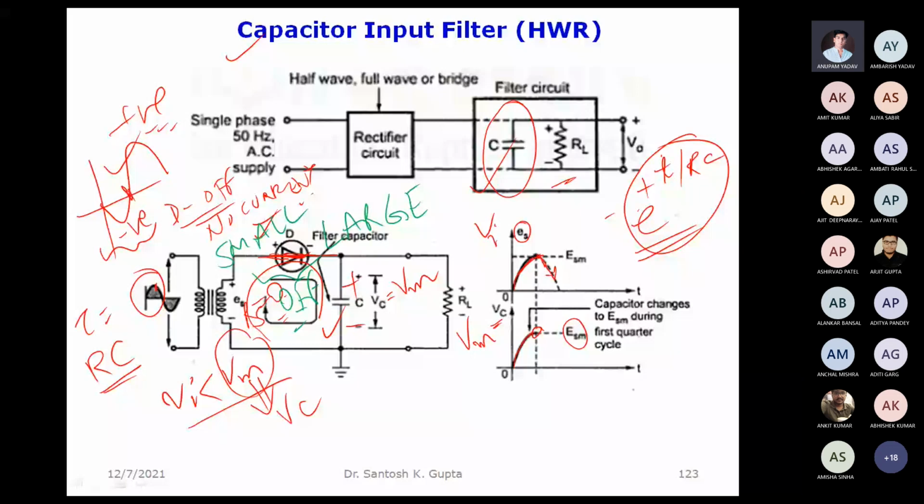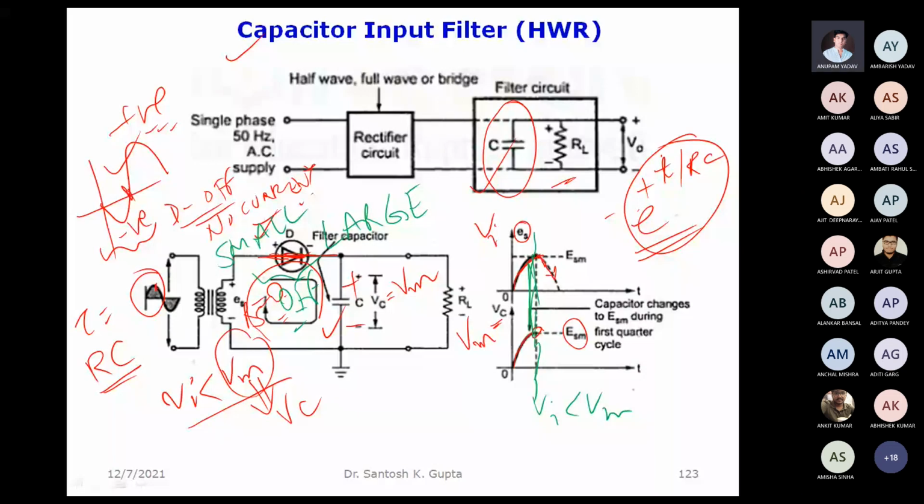The capacitor has charged to VM, and now Vi goes below VM. After here, Vi is less than VM. So the N side actually has a larger potential as compared to the P side, and it becomes a kind of reverse bias. Reverse bias means the off condition. So now the diode offers a large resistance in the off condition, and there is no current flowing through it.